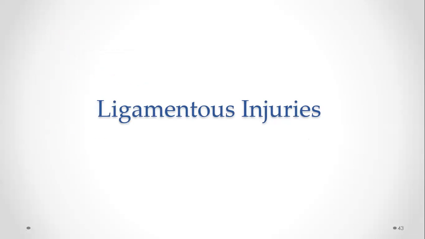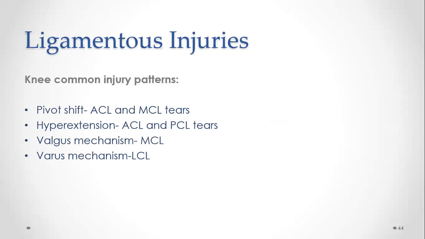Now we move on to ligamentous injuries, and I've chosen the knee because in the knee, ligaments are the major stabilizers. Remember, we said in the shoulder, tendons are the major stabilizers, but in the knee, ligaments are the major stabilizers. And understanding the pattern of injury is very crucial, because then you would have an idea of which ligaments may be injured because of the mechanism of injury. So these are some recognizable patterns.